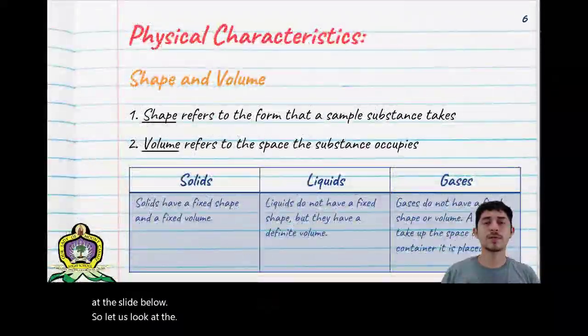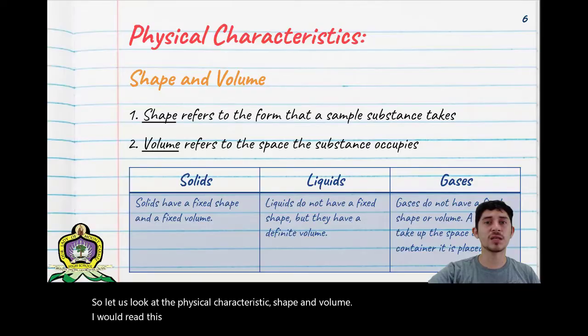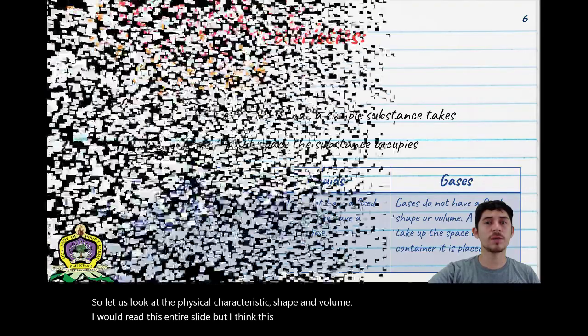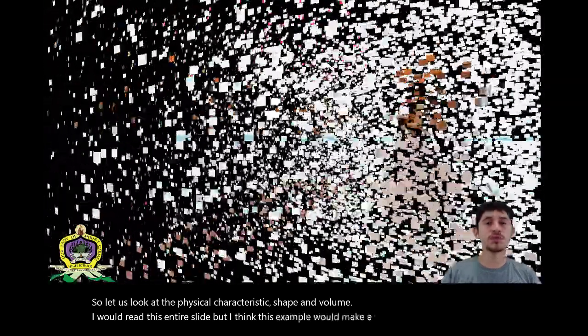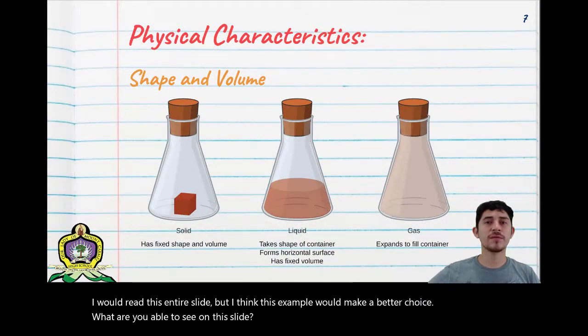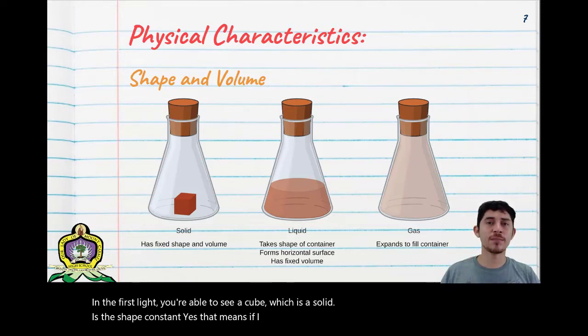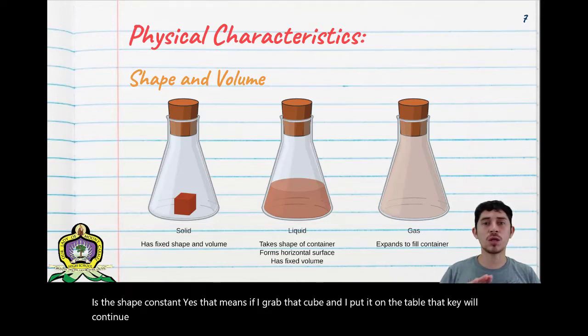So let us look at the physical characteristic, shape and volume. I would read this entire slide, but I think this example would make a better choice. What are you able to see on this slide? In the first slide, you're able to see a cube, which is a solid. Is the shape constant? Yes. That means if I grab that cube and I put it on the table, that cube will continue being a cube. It will not change.